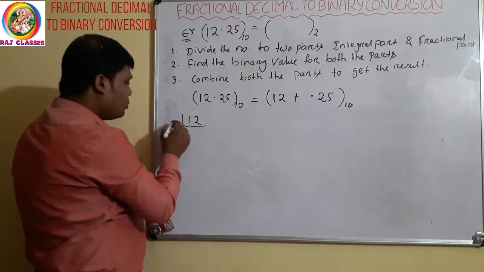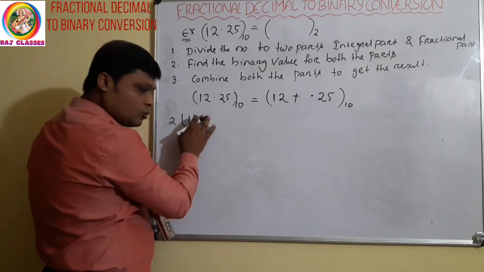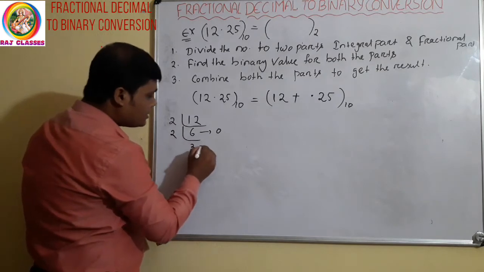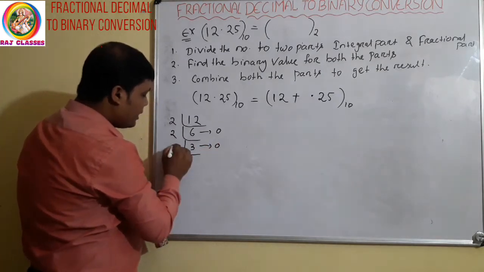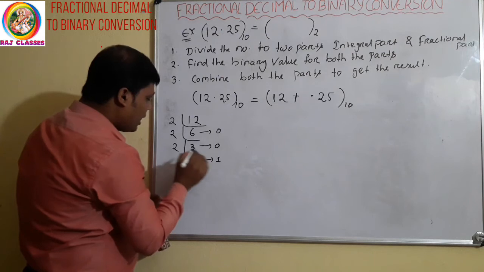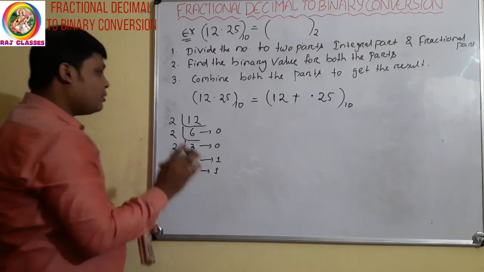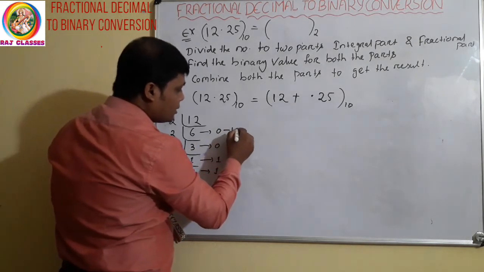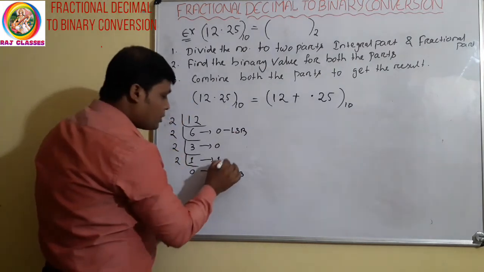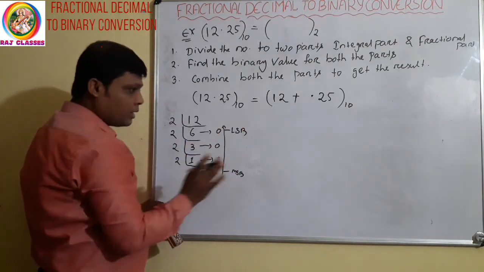You know how to find the binary of the integral part 12. I have to divide by 2 repeatedly. 2 sixes are 12 and the remainder is 0. Again divide by 2: 2 threes are 6 and the remainder is 0. Again divide by 2: 2 ones are 2 and the remainder is 1. Then divide by 2: 2 zeros and the remainder is 1. Clear? This is the LSB and this is the MSB. So we have to travel from bottom to top, that means from MSB to LSB, to get the result.